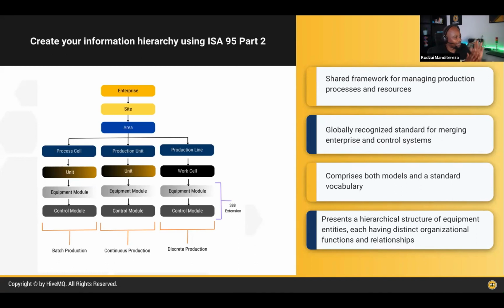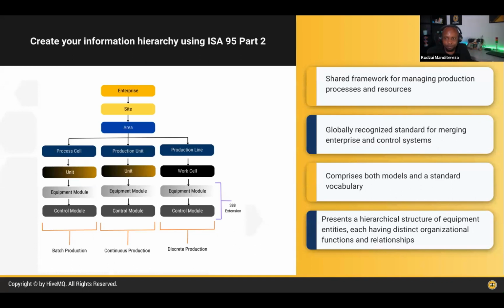As you can see, it's enterprise, site, area, and then depending on which vertical you're in, you can say production line, work cell, and so on. There's also the S88 extension if you need a fine-grained level of hierarchies to represent your organization. Following ISA 95 is a good way because it's a globally recognized standard for managing your enterprise and control systems. So you could pick it and say, this is how I'm going to represent sources.